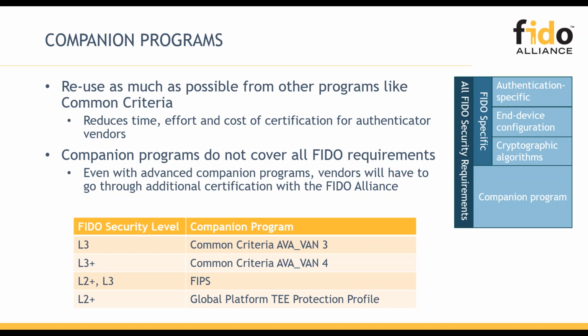Currently, we have one companion program available, and that's for level 3 and 3+, and this is Common Criteria, and it goes up to AVA_VAN level 4. We are in the works of developing a level 2+ and 3 utilizing FIPS 140-2. And then lastly, the level 2+ that is not yet available is the GP, or the Global Platform TEE Protection Profile. So stay tuned for those to be implemented shortly.